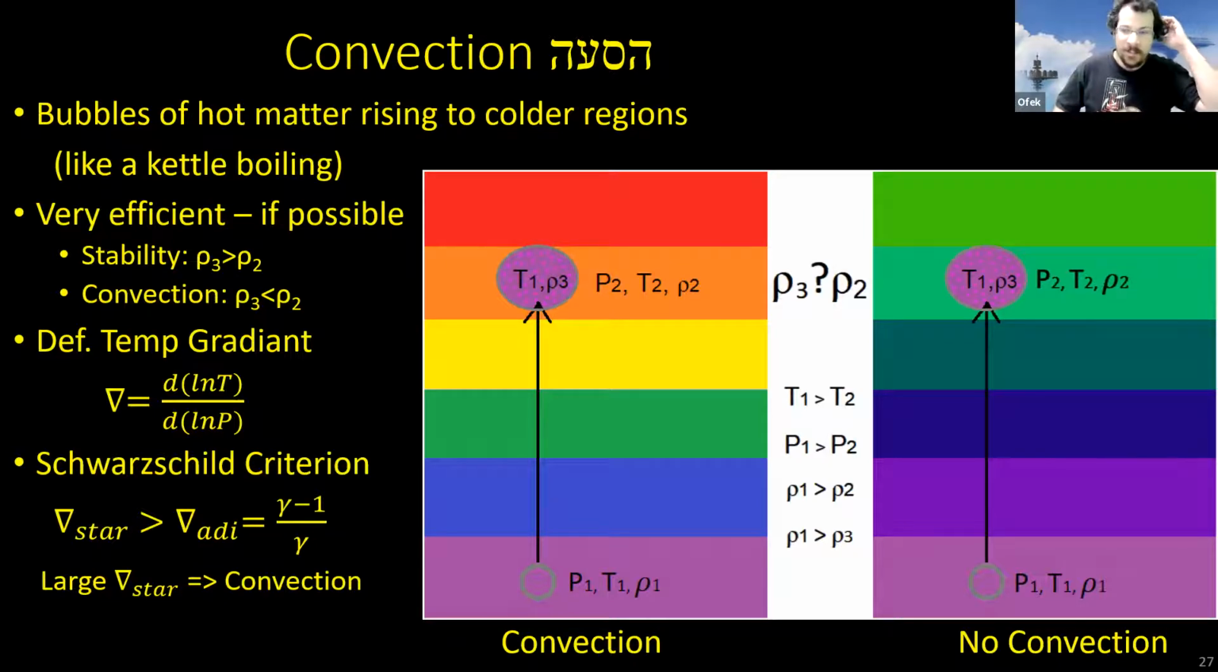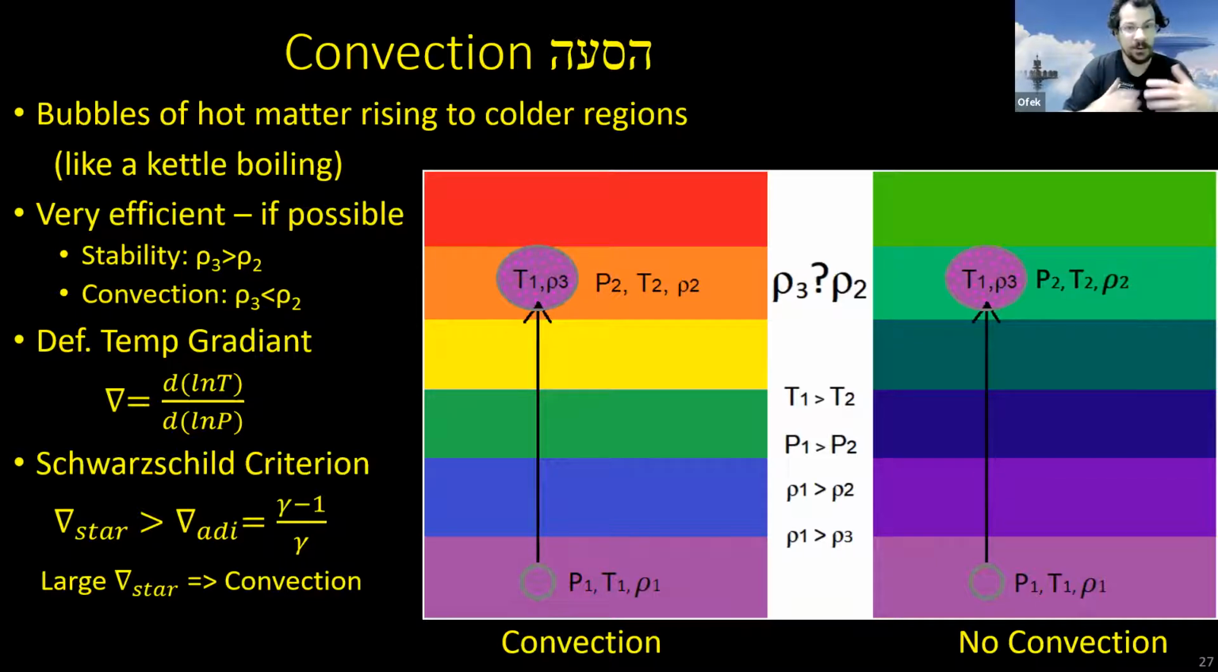However, if the change is very, very steep in the surrounding region, rho 3 can actually decrease because of the pressure difference. Rho 3 will decrease so much that it will be less dense than rho 2. You can think of that as, for example, a bubble boiling in a kettle, where the bubble is basically vapor and of course much, much less dense than the surrounding water.